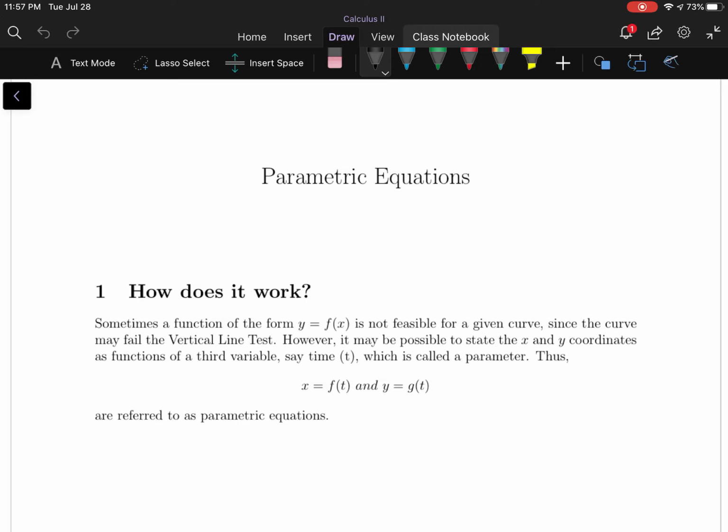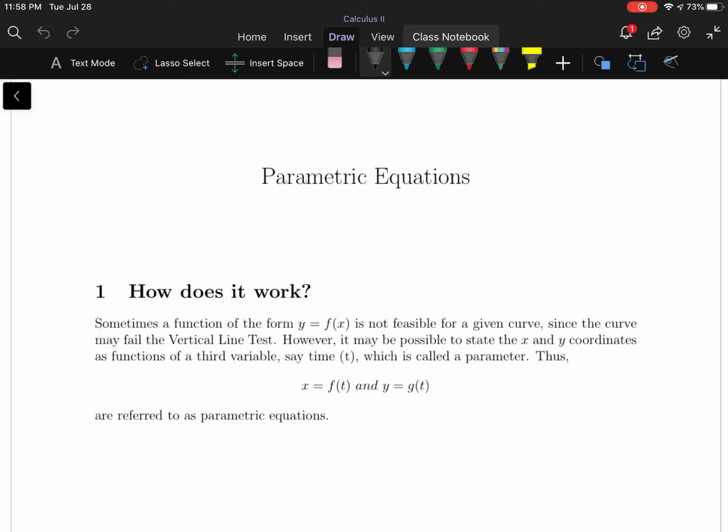And that is that for a curve to be a valid function, if you could draw a vertical line through it, it should only touch once. But you may have a curve where it touches more than once. And so it can't be described in a y equals f of x form in that case. But it can as a set of parametric equations.